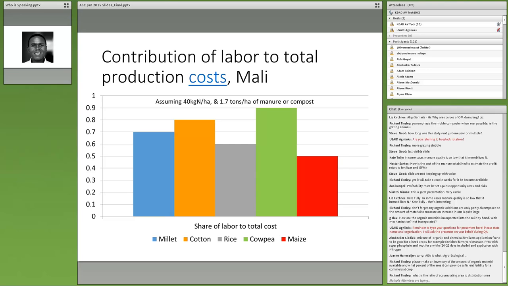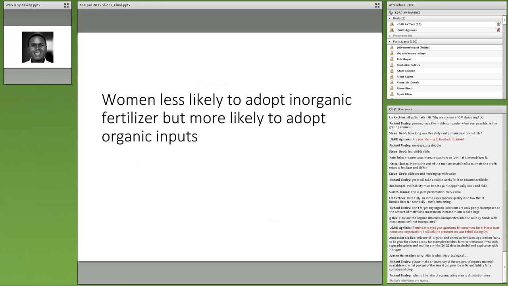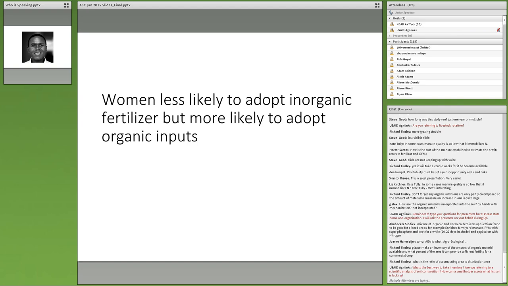Now, these are the results that I was just showing. And we also looked at the gender distribution of adoption rate. We found that women are more likely to adopt the organic inputs, but less likely to adopt the inorganic fertilizer, for a reason that we know very well, because of poverty and other things. Men are more likely to adopt the ISFM and more likely to adopt the inorganic fertilizer alone.